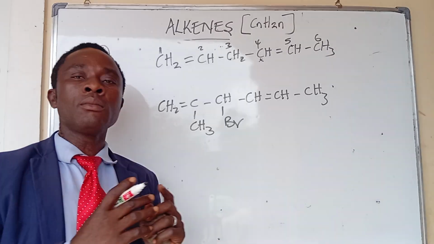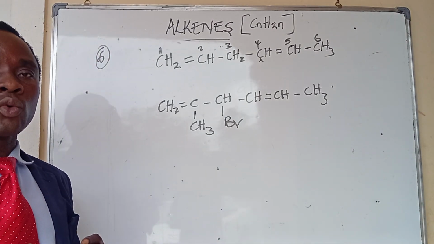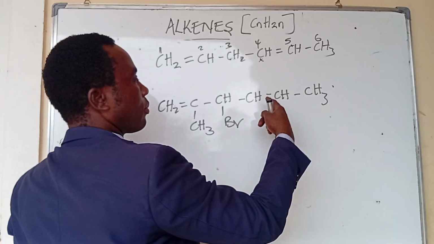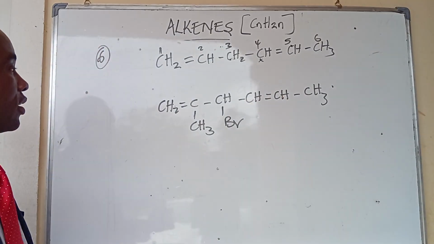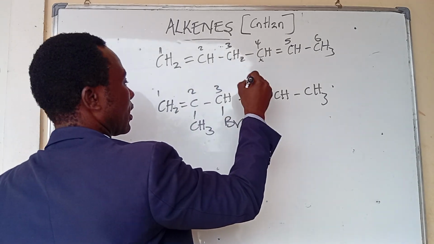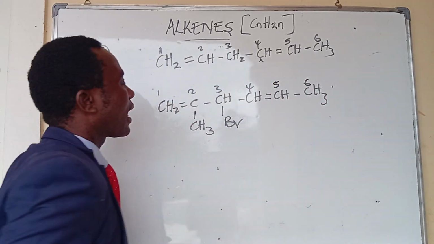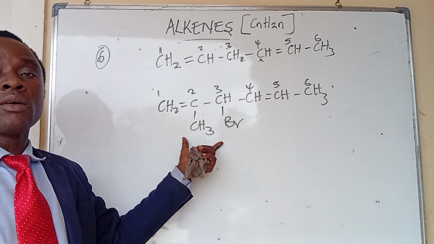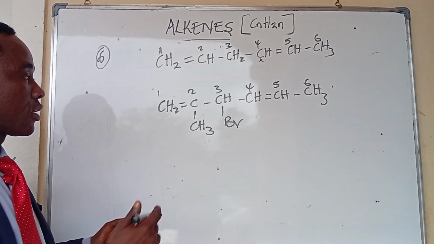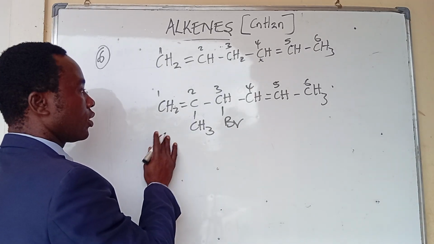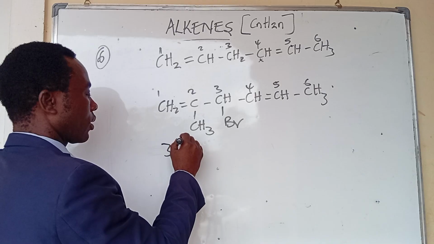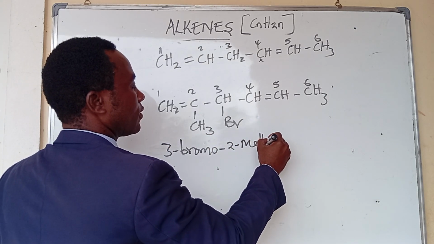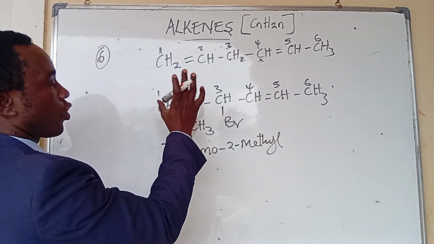Then you now number it with nearness to the double bond. The double bond here is at number 1. Here it is at number 2. We consider the double bond first. So this becomes 1, 2, 3, 4, 5, and 6. So when you number, you now begin naming this compound from the substituent. The first substituent alphabetically is bromo. At what position? That is 3 bromo. Then you have 2 methyl.